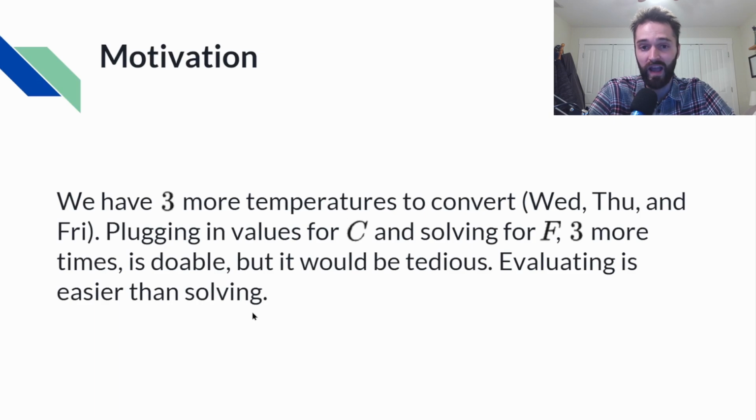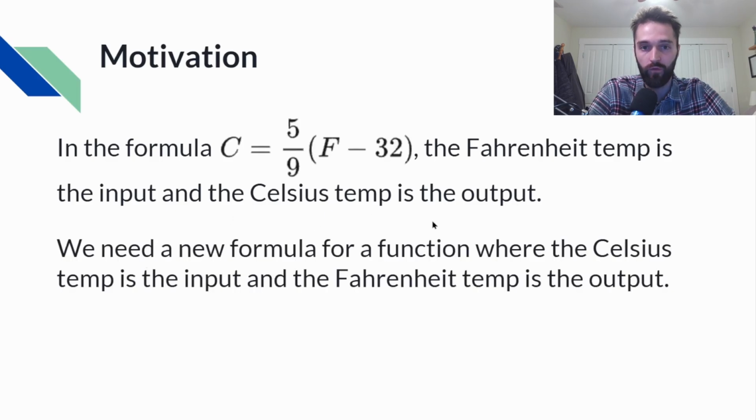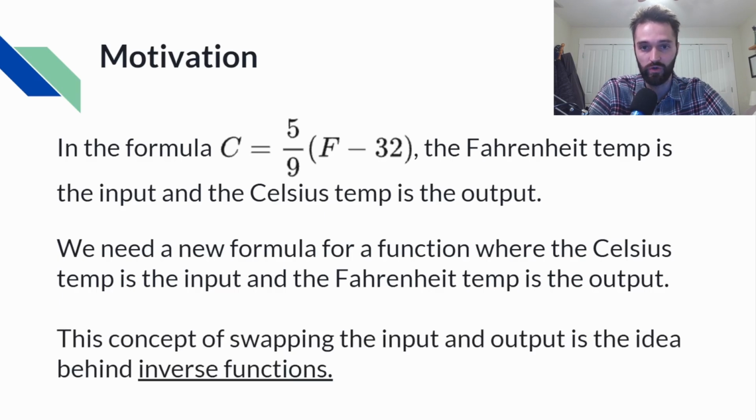And what do I mean by that? I mean, I want to come up with a function that we can evaluate quickly. Doing that is faster than going through all those algebraic steps to isolate F. So in the formula C equals 5/9 times (F minus 32), the Fahrenheit temperature is the input, and the Celsius temperature is the output. We need a new formula for a new function where the Celsius temperature is the input and the Fahrenheit temperature is the output. So we need to swap the input and output. This concept of swapping the input and output is the idea behind inverse functions.